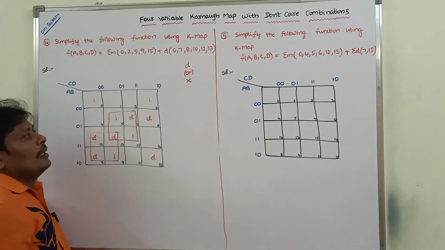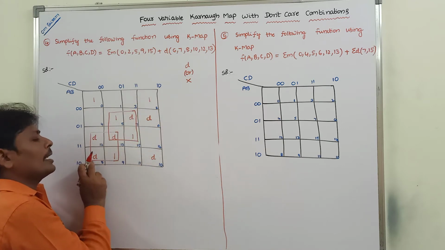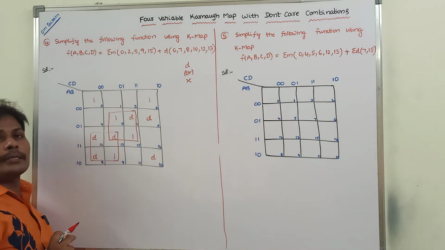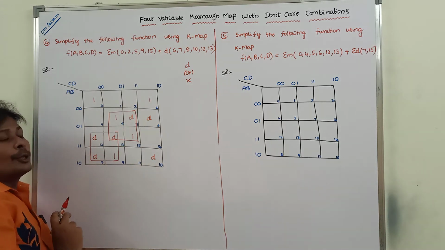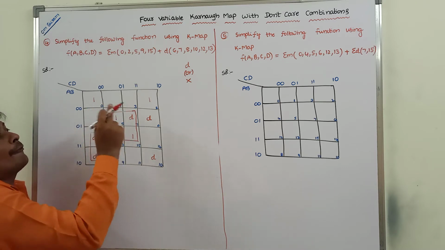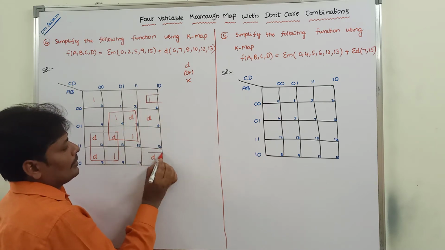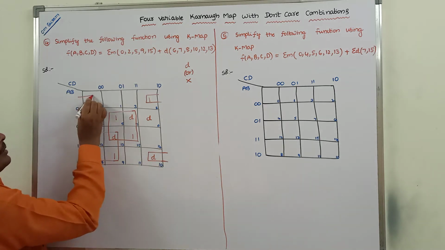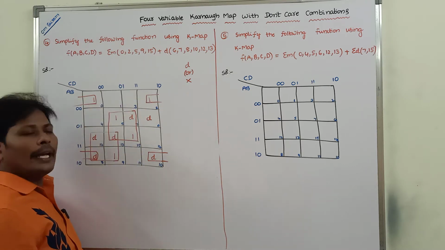Okay, next, here 1 is there, here 1 is there, here don't care is there, here don't care is there. The 4 corners can be formed as a quad because here 2 ones are there and 2 don't cares are there. 2 ones and 2 don't cares of the 4 corners of the 4 variable Karnaugh map can be formed as a quad. This one, this don't care, this don't care and this one. 2 ones and 2 don't cares can be formed as a quad.